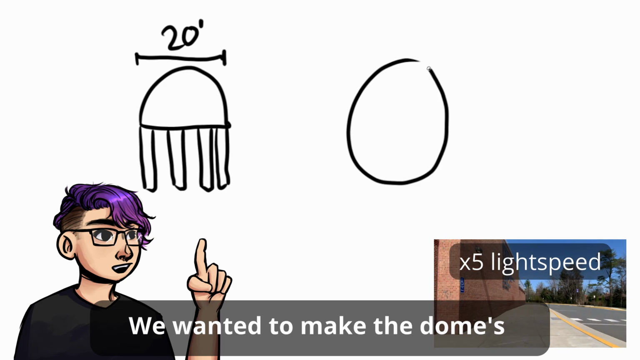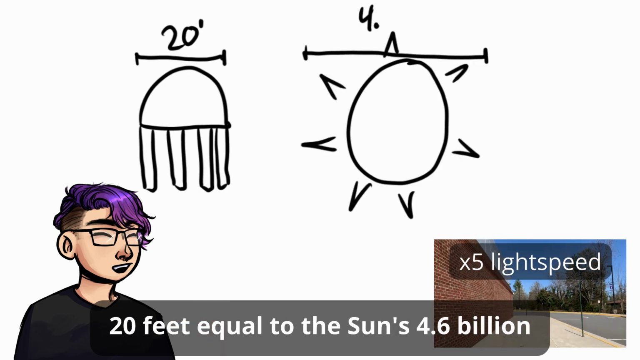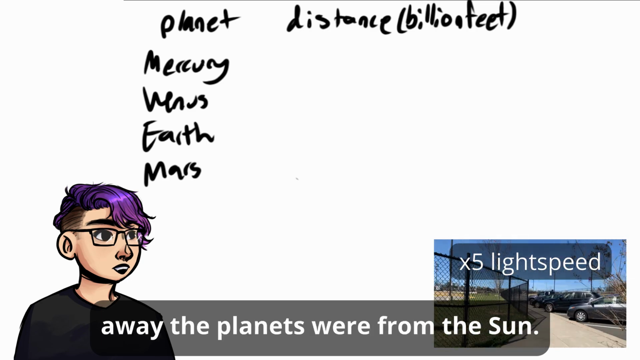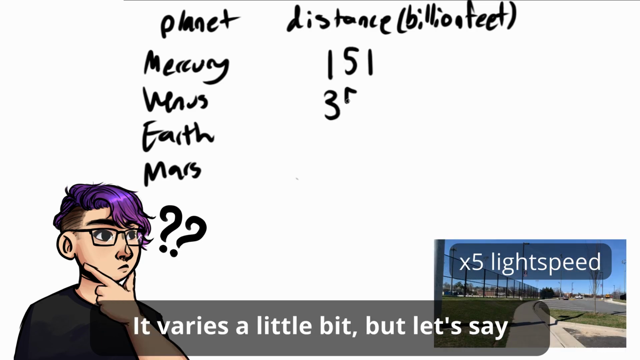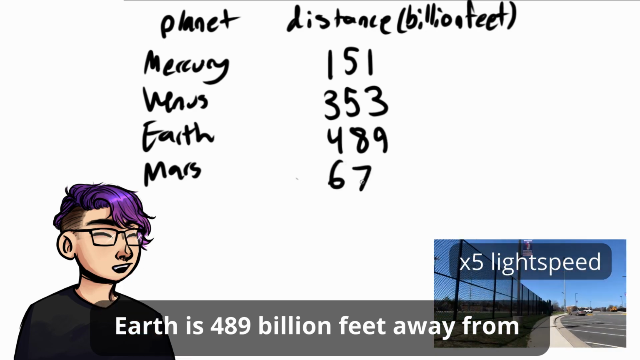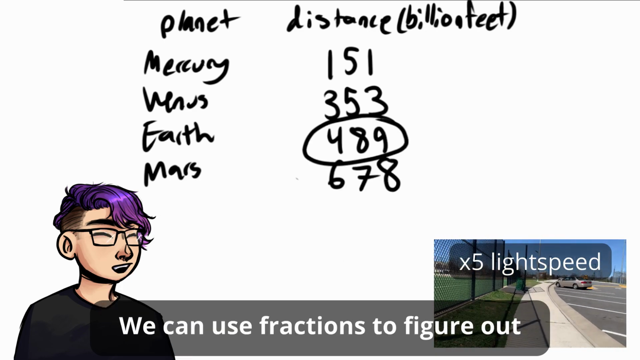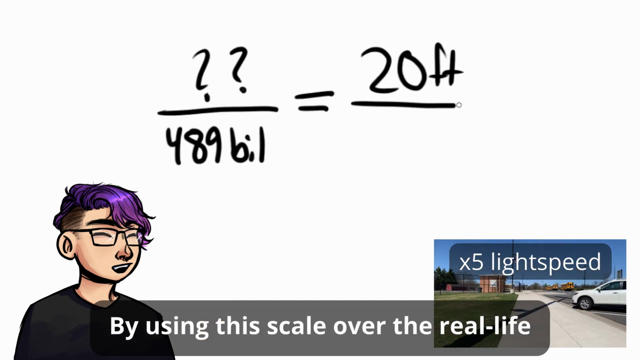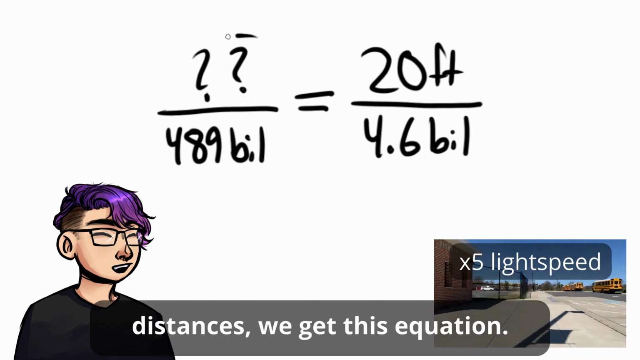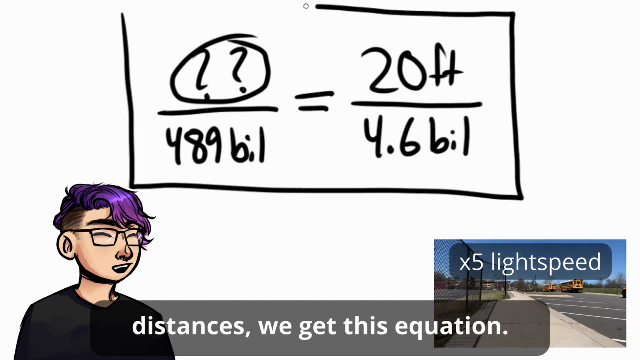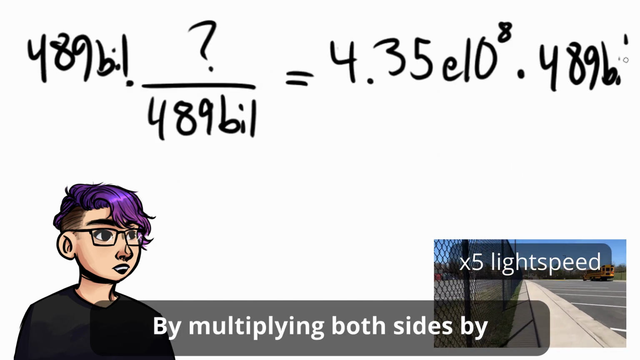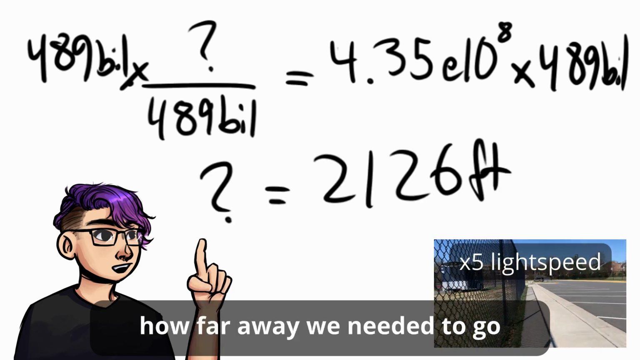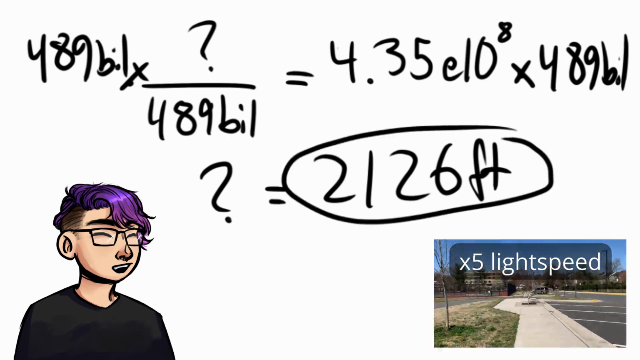We wanted to make the dome's 20 feet equal to the sun's 4.6 billion feet. Then, we looked up how far away the planets were from the sun. It varies a little bit, but let's say Earth is 489 billion feet away from the sun. We can use fractions to figure out how far away we need to go. By using the scale over the real-life distances, we get this equation. By multiplying both sides by 489 billion, we found out exactly how far away we needed to go for the actual models.